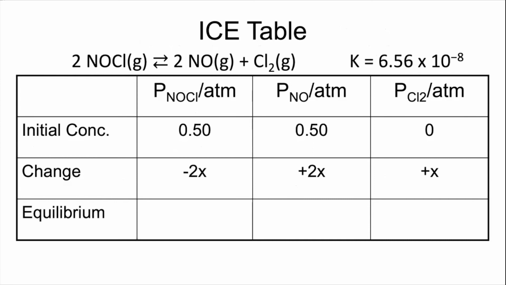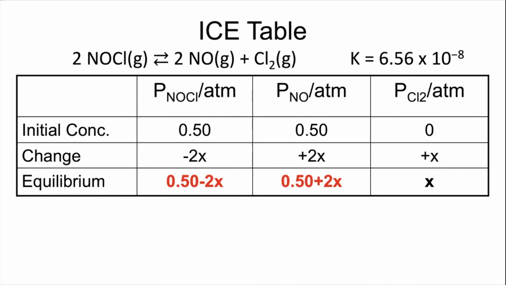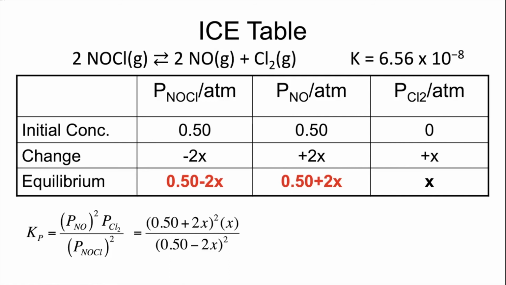We'll lose 2x of our NOCl because of the stoichiometry, gain 2x of NO because of the stoichiometry, and gain 1x of Cl2. At the end, these will be our equilibrium concentrations. And what we're going to ask ourselves is, is this change going to be small? And if so, can we neglect x? So we can write our expression. We can plug everything in, and then we have to ask ourselves, can we neglect x?